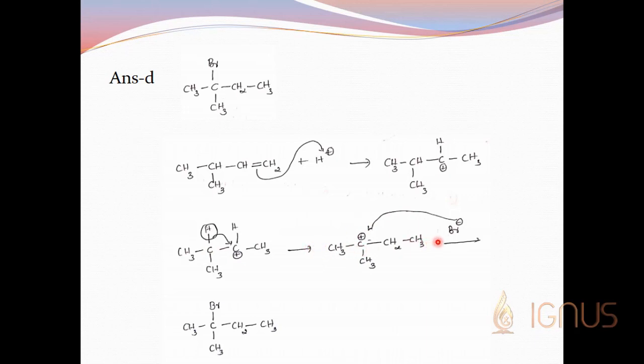And Br minus of HBr will attack this tertiary carbocation to give the product 2-bromo-2-methyl-butane. If you want the mechanism, you can take.